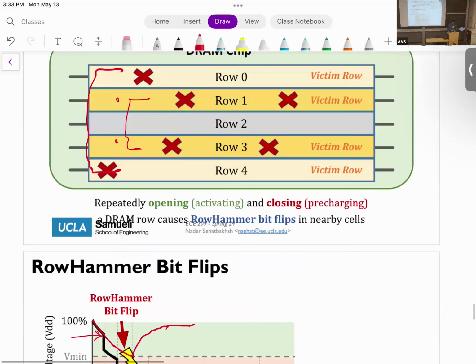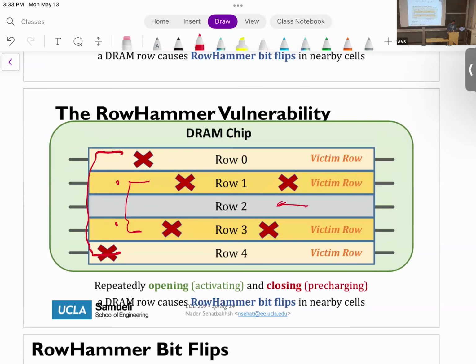Essentially, what happens is that you're hammering this row. You keep accessing this row. This doesn't happen one time. You need to do this 1,000 times. But keep in mind that you have a lot of time. You have like 64 milliseconds to access that row. So you keep accessing that row, and what will happen is that these other rows will flip.